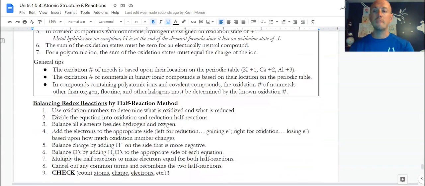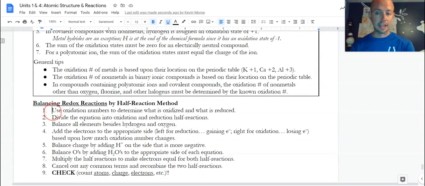So there is a method called the half reaction method. The nice thing is you very rarely have to do this from scratch, but doing it from scratch really gives you some good skills that help you to understand and apply different reaction types. So we will practice it some together.